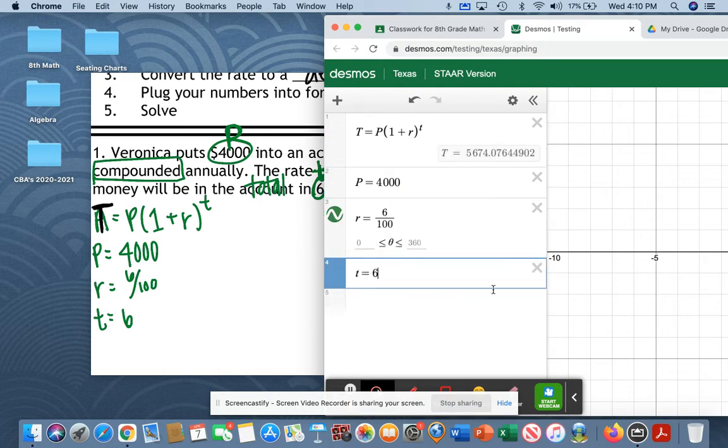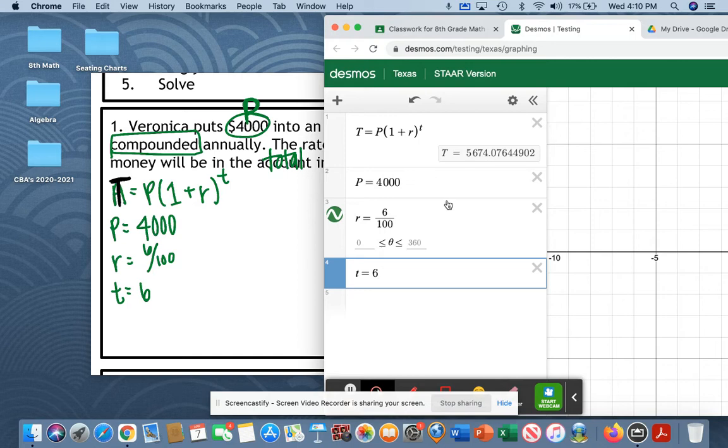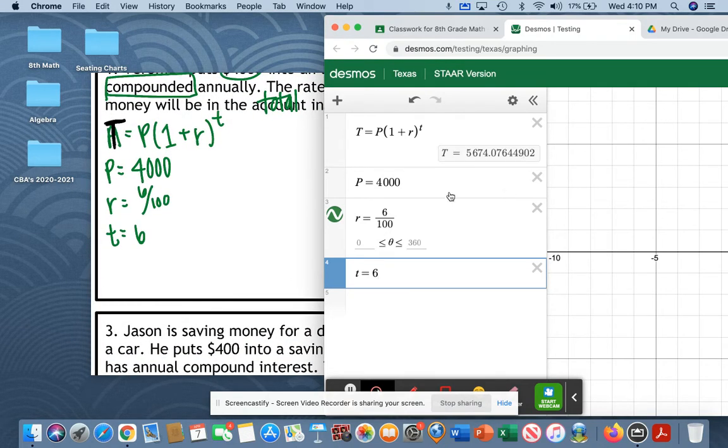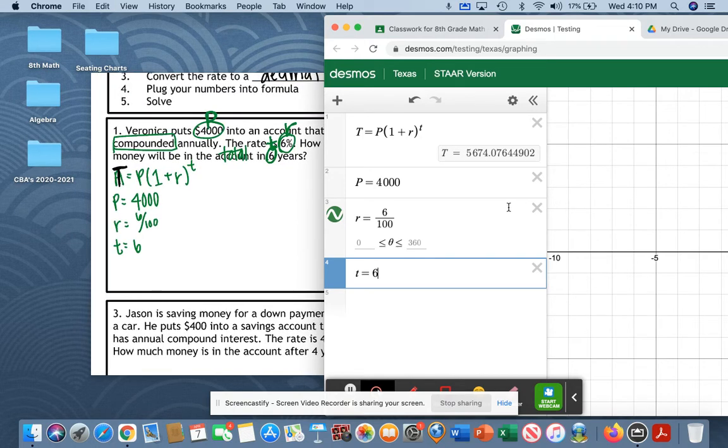And then T is 6. Look, there's my answer. This is an irrational number, so I've got to round it to the nearest hundredth. And 100 has how many zeros? 2. So I'm going to round it to 2 decimal places because it's money.